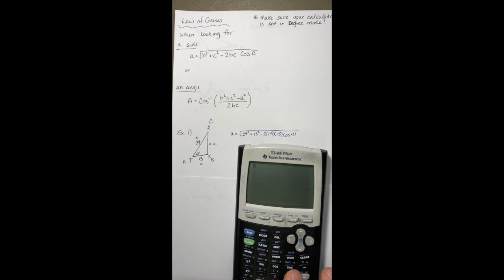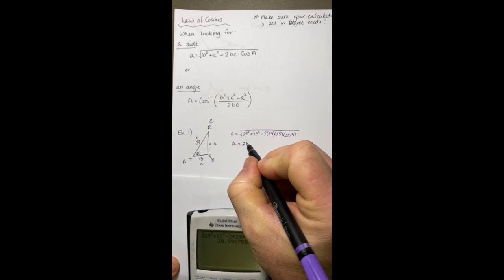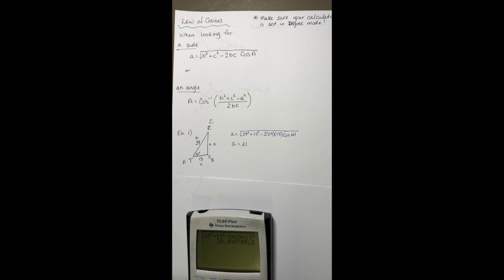So then you can just type that into your calculator just as it sits, and just to make sure, I'll do it with you guys. And I get 20.9987, which, if I rounded it to one decimal place, that 9 would round it up and make it 21. So that's using the side.